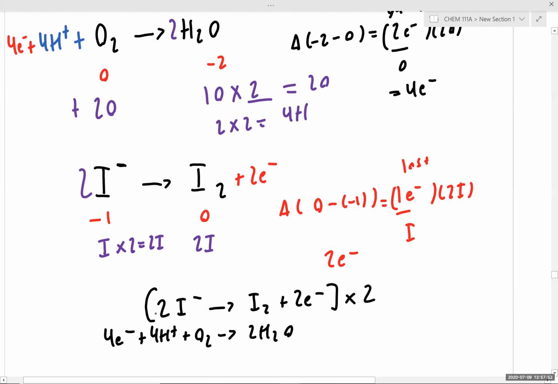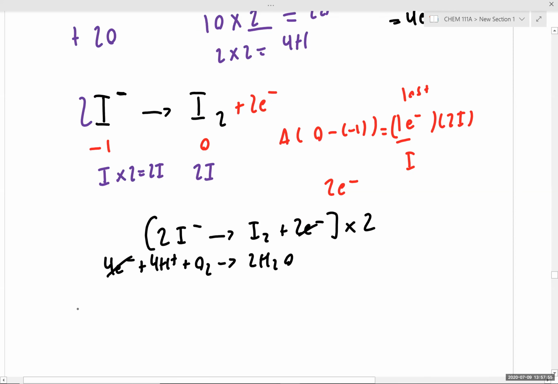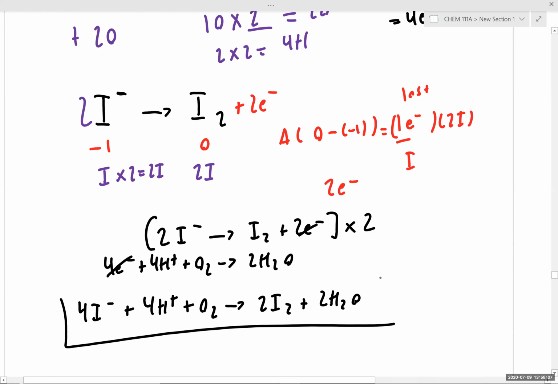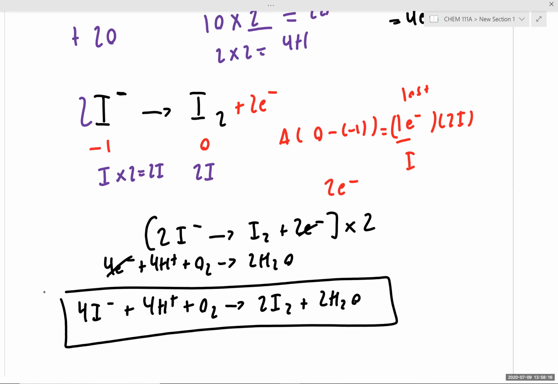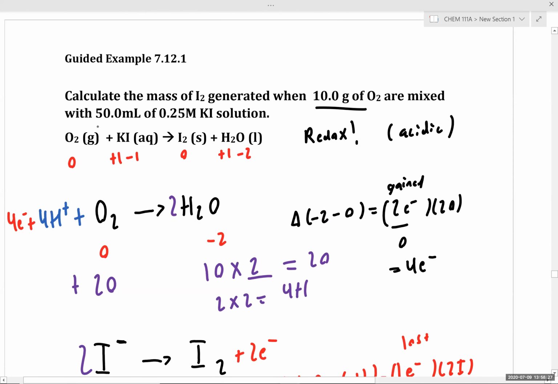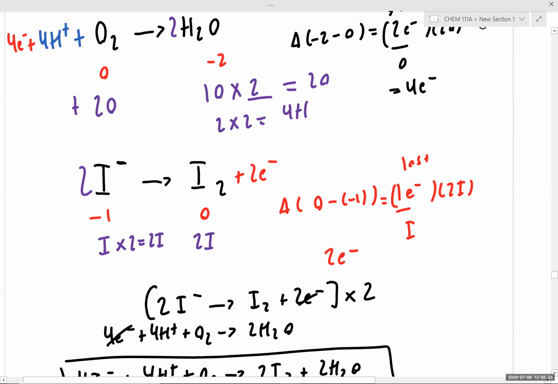2, okay. So our 4 electrons cancel, and we're left with the following equation: 4 iodide plus 4H plus O2 leads to 2I2 plus 2H2O. Okay, so we're finally done with that part. Now we can actually start solving the stoichiometry problem. So now that we have our balanced equation, let's identify our quantities. We have 10 grams of oxygen and 50 mL of 0.25 molar potassium iodide.